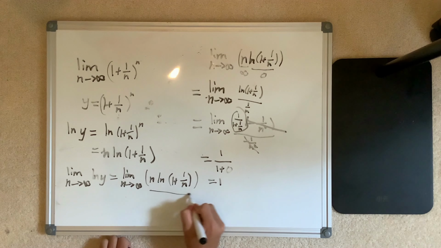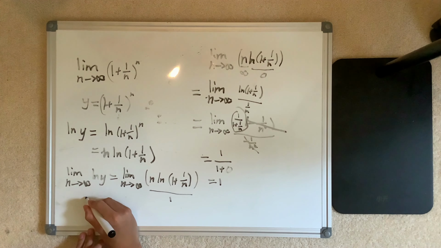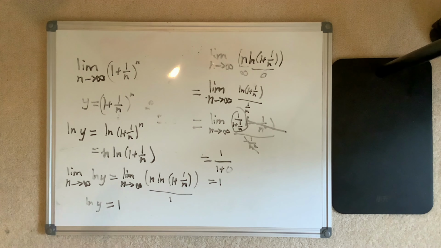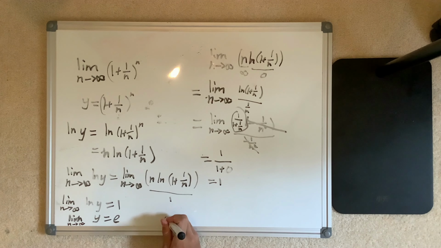So since this limit is 1, that means the log of y equals 1. So that means y equals e. So since this is 1, we found it, so y equals e. So y is the original expression. So this is a proof that 1 plus 1 over n to the power of n is e.